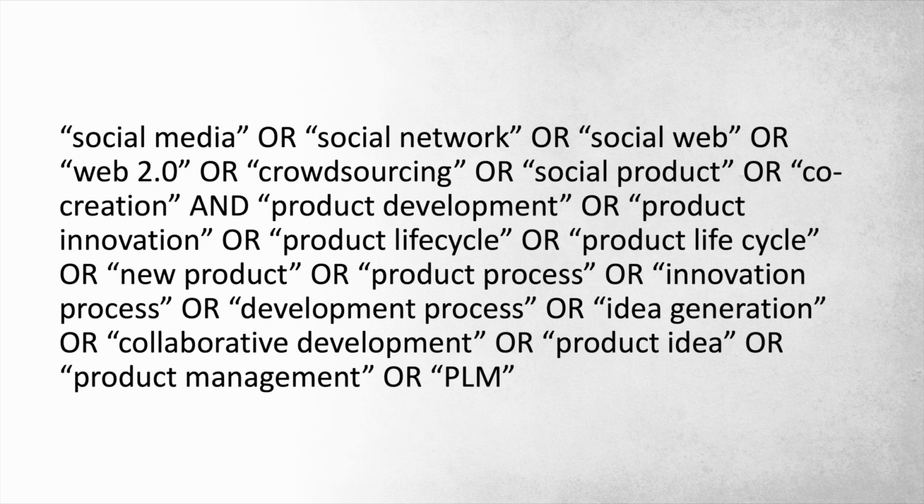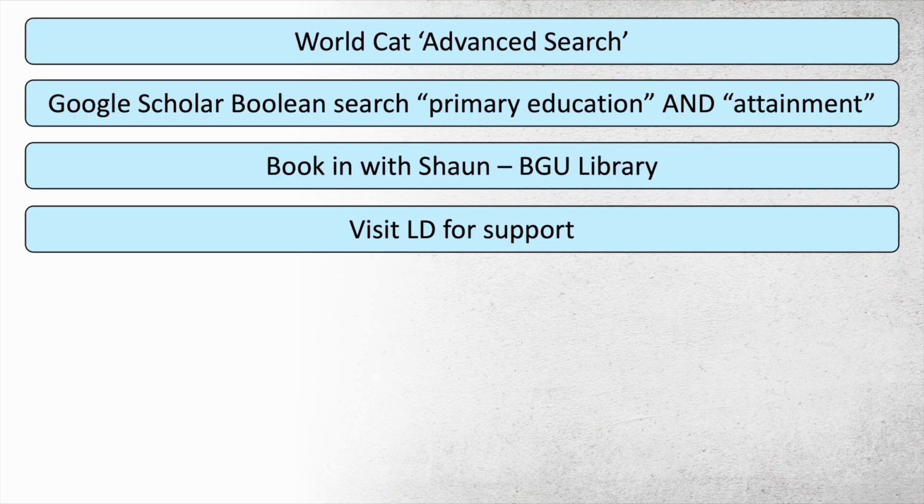Boolean searching really helps to pinpoint the most suitable, the most relevant literature, and it also helps to narrow down the number of sources returned. You might also want to Boolean search on WorldCat, and we can do this by using Advanced Search. It's a small purple button that you click on and it opens out into a Boolean search. You might want to book in with a librarian to help you locate literature, and you might want to visit Learning Development for support. Don't forget, you're looking for peer-reviewed and cited sources. These are the most suitable and reliable.